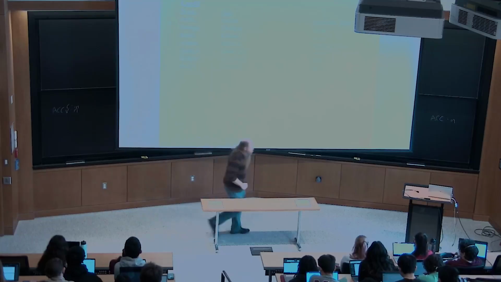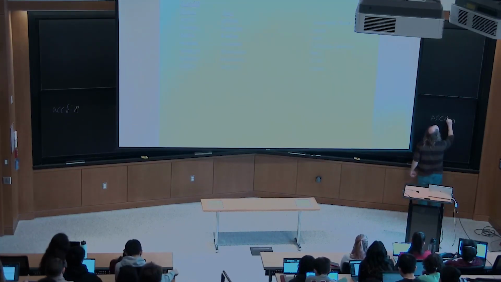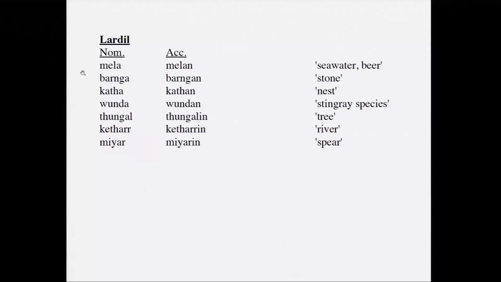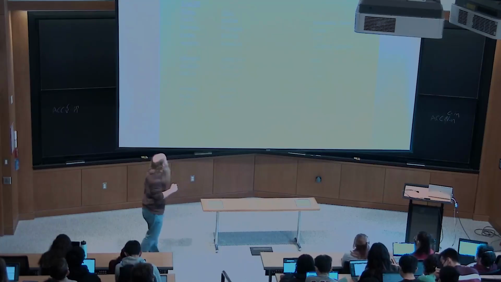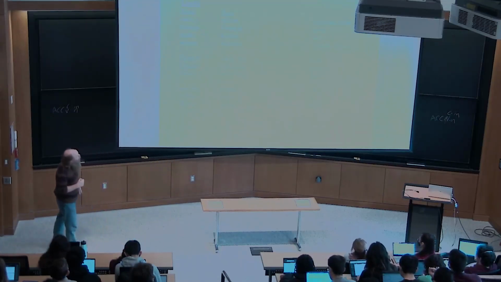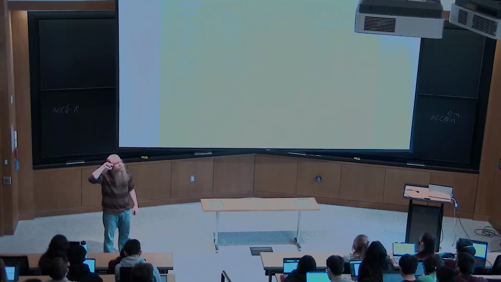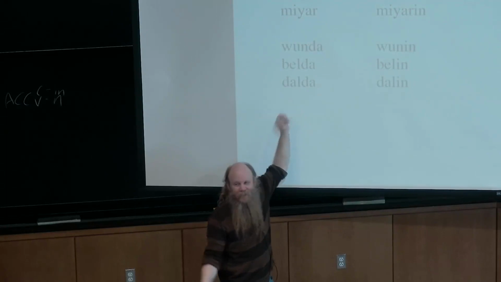Let me say that again over here. After a vowel, you get N, and after a consonant, you get IN. Okay? Good. So far, so good. Here are some more nouns. So the nouns up here, the nouns you saw before. Here are some more nouns. Rain is wunda, tip is belda, and curve is dalda. And the accusatives are wunin, belin, and dalin. That's unexpected, right, given our theory so far. What do you think is going on? Yes?